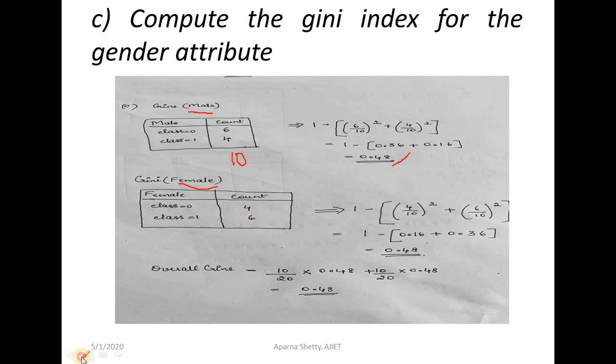For female, 4 records belong to class 0 and 6 records belong to class 1, and the total count is also 10: 4 plus 6. So apply the Gini formula: 1 minus (4 by 10 the whole square plus 6 by 10 the whole square). You get 0.48. Now we have calculated the Gini for male and for female. Next, we have to calculate the overall Gini for the gender attribute.